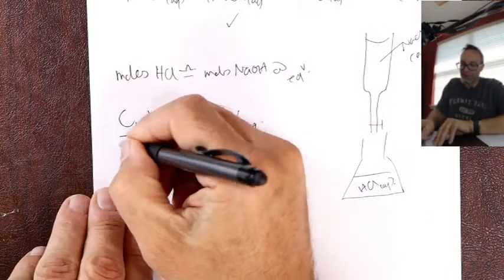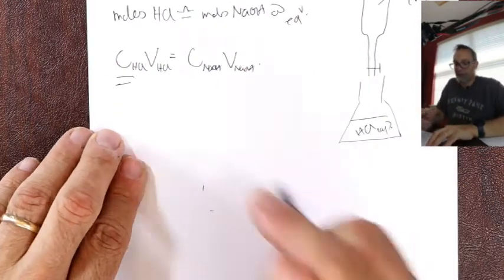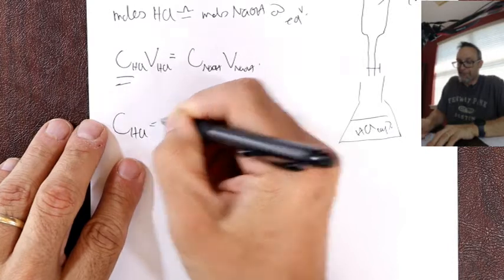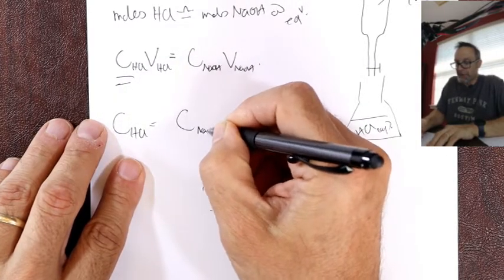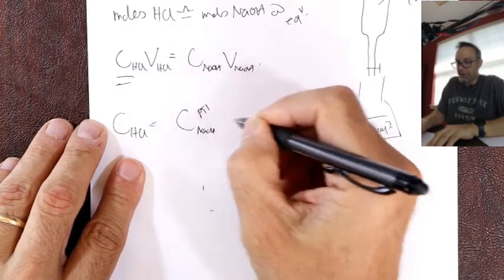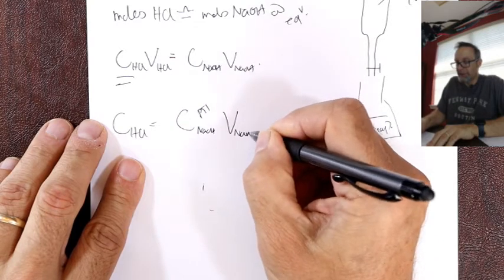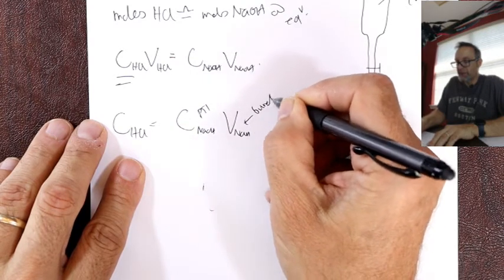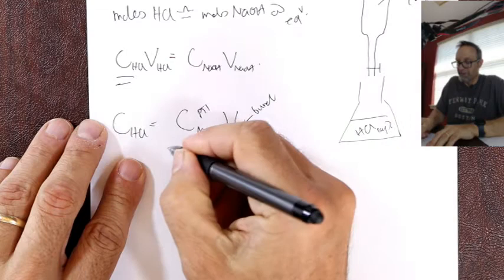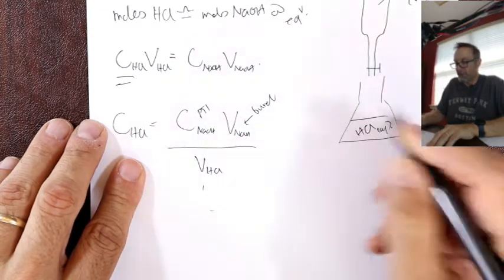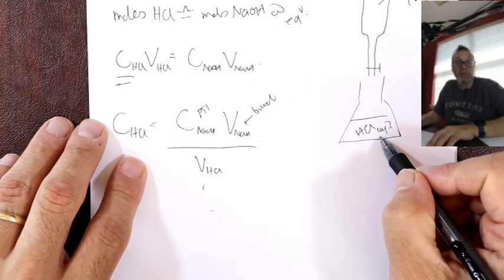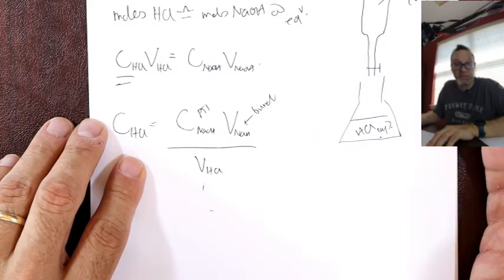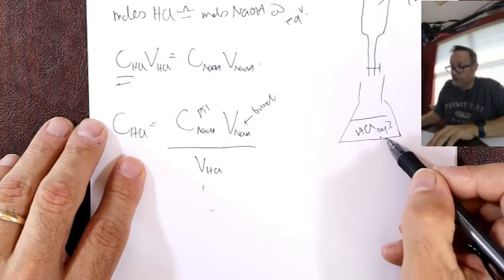Our goal, of course, is the concentration of HCl, which is C NaOH, that's from part 1, times V NaOH, that's the burette, that's this thing, right? Divided by V HCl, whatever you put in the flask down here. I can't remember the number from Pivot, maybe it was 50 milliliters or something, but whatever that number was from Pivot.